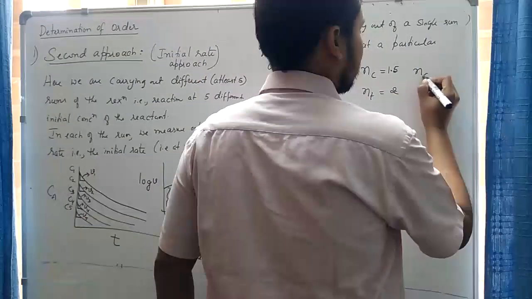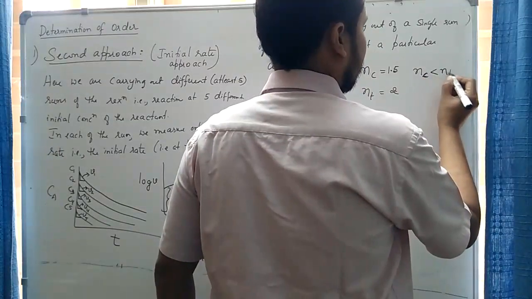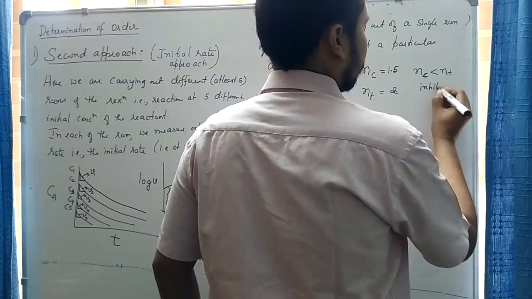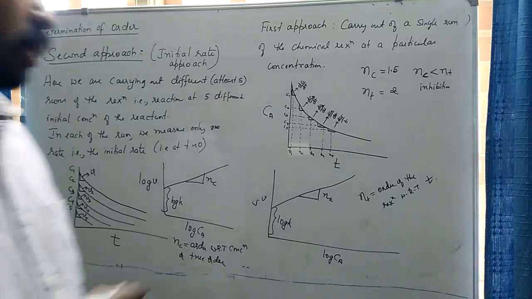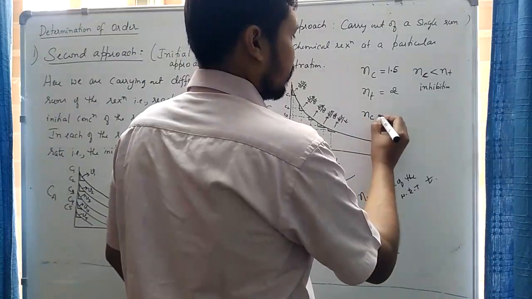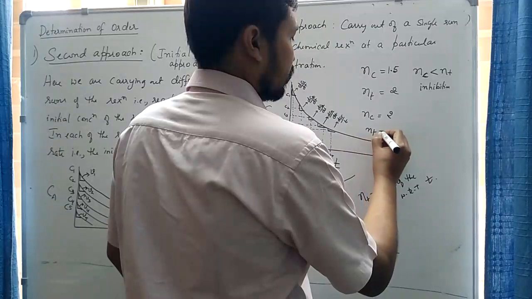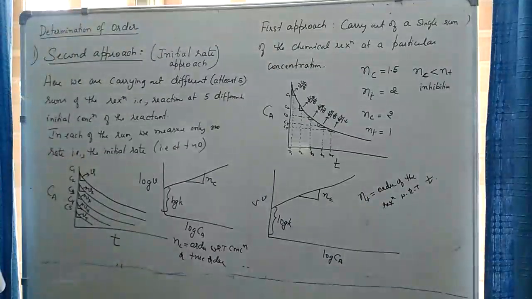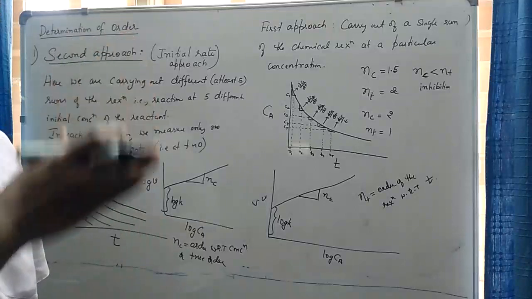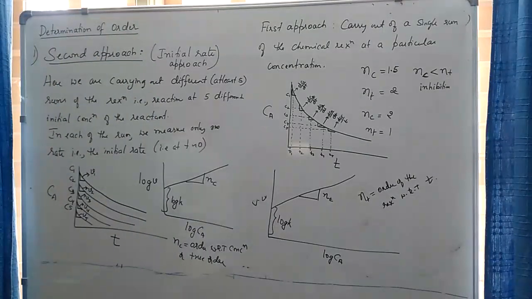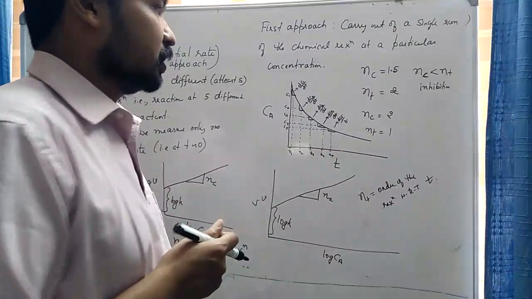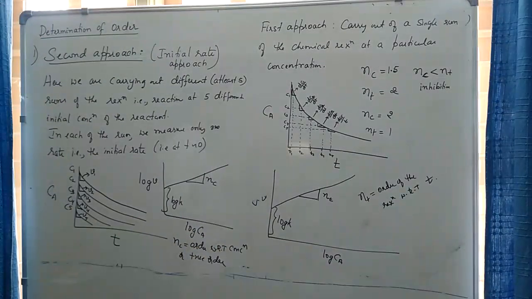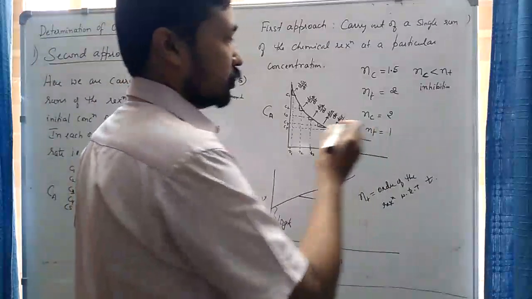So if NC is less than NT, it is an indication of inhibition in the reaction. On the other hand, say for example NC is equal to 2, NT is equal to 1. So you are expecting the rate of the reaction to decrease much more rapidly, as a second order with respect to concentration of the reactant, but it is observed that the rate of the reaction is decreasing much more slowly, and this clearly suggests that it is a phenomenon of autocatalysis.